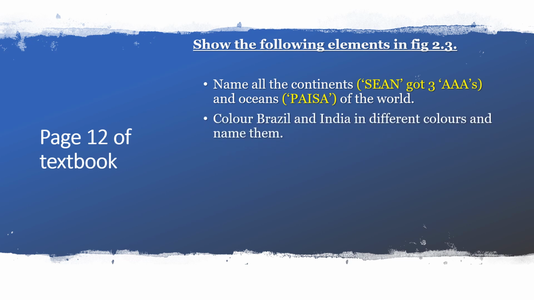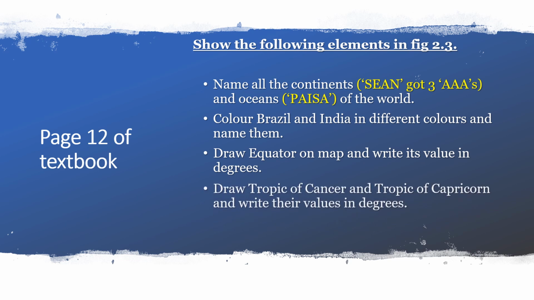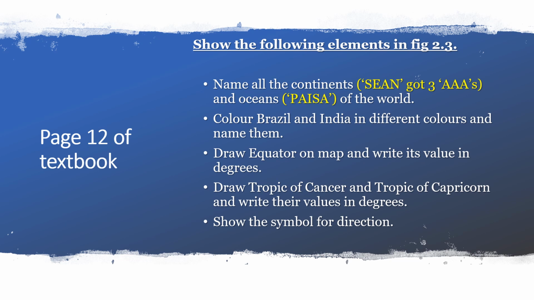Then they've asked us to color Brazil and India in different colors. We also have to draw equator on the map and write its value in degrees. This is an extra question that I have added. Draw Tropic of Cancer and Tropic of Capricorn and write their values in degrees. Show the symbol for direction.